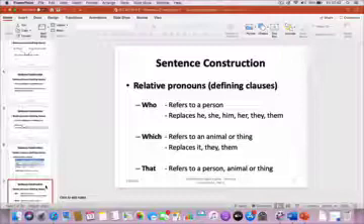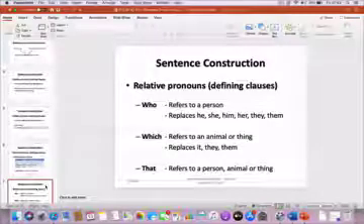As I said, who refers to a person. It replaces he, she, him, her, they, them. Which refers to an animal or thing. In this case, it replaces it, they, or them. That is a coverall, and it can refer to either a person, animal, or thing.